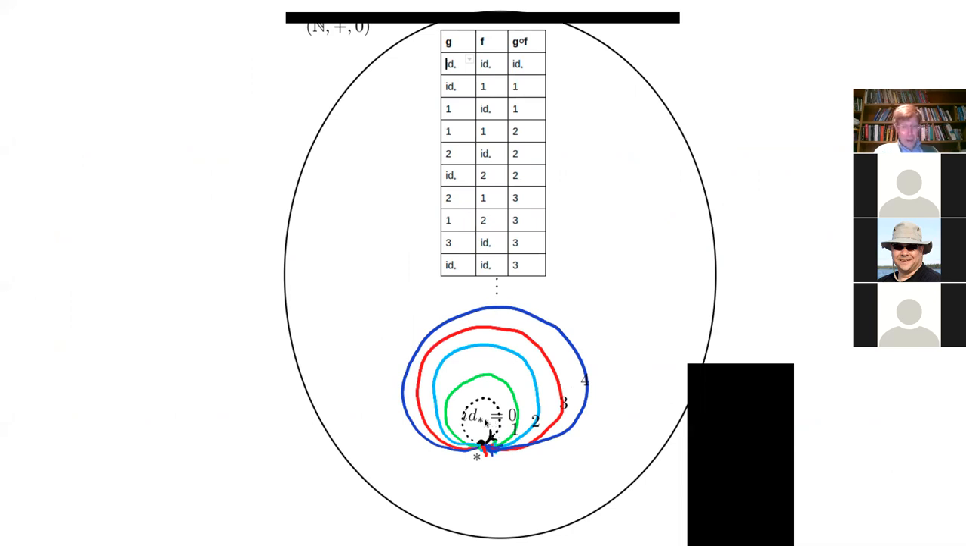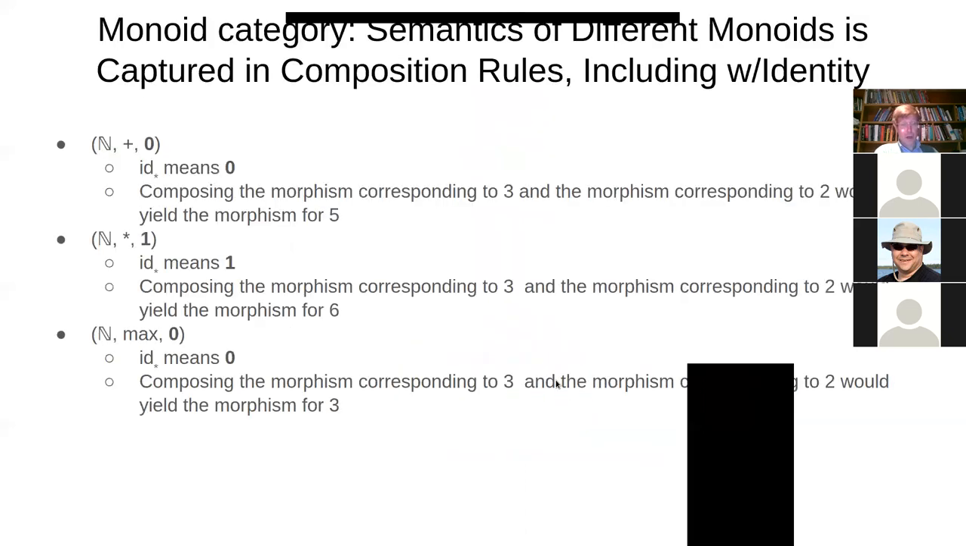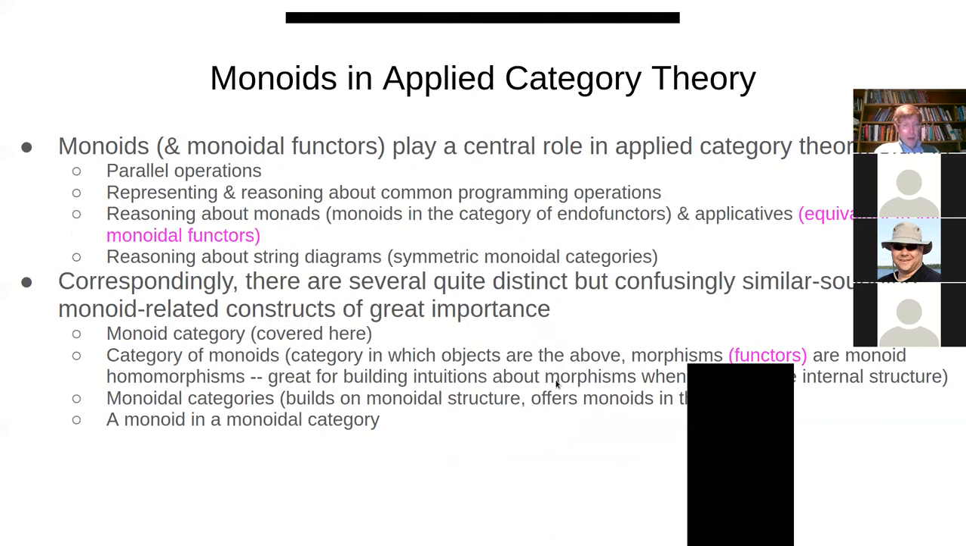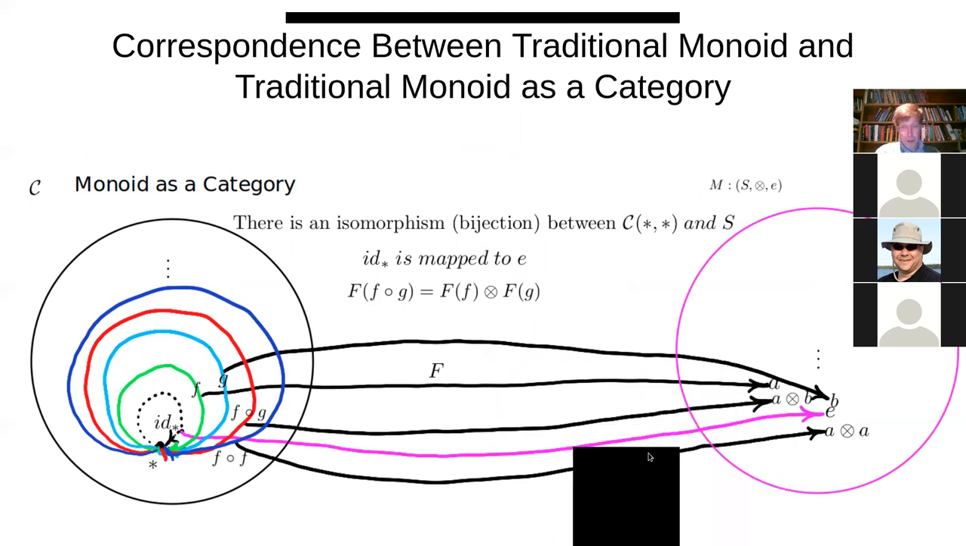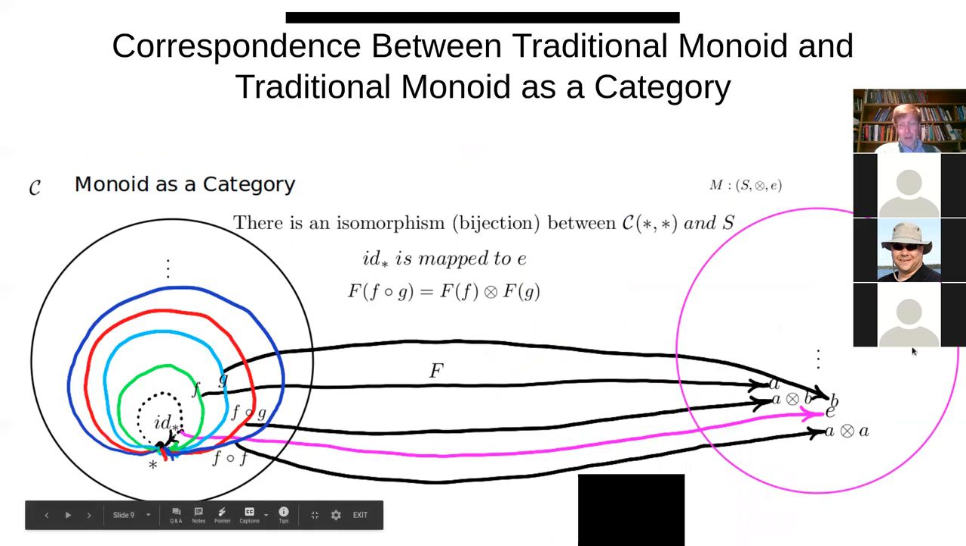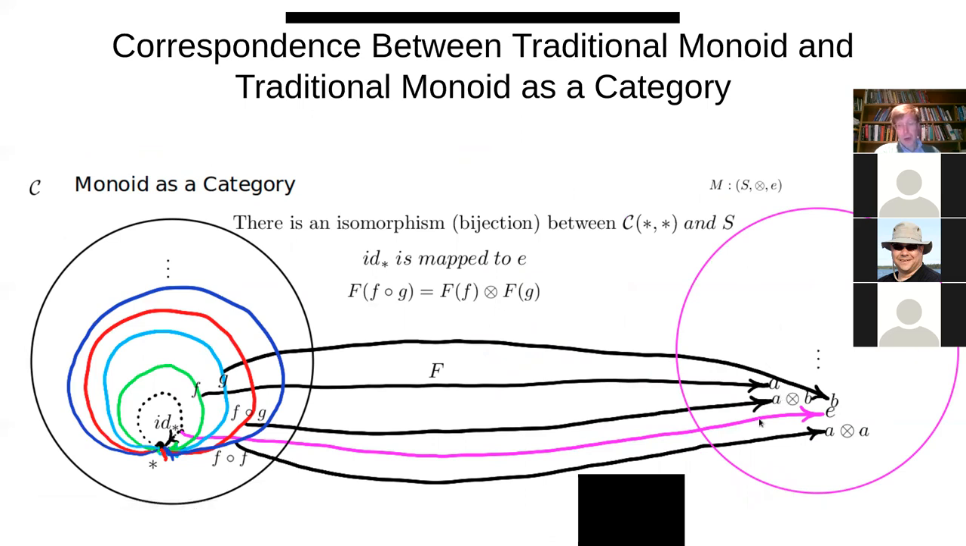There's this identity morphism, which is very special, and that corresponds to the unit of the monoid. And then you have these other elements of the monoid, each corresponding to a particular morphism from star to itself. Now, this gives a correspondence here to the traditional notion of monoids as a set. So here's monoids as a set.